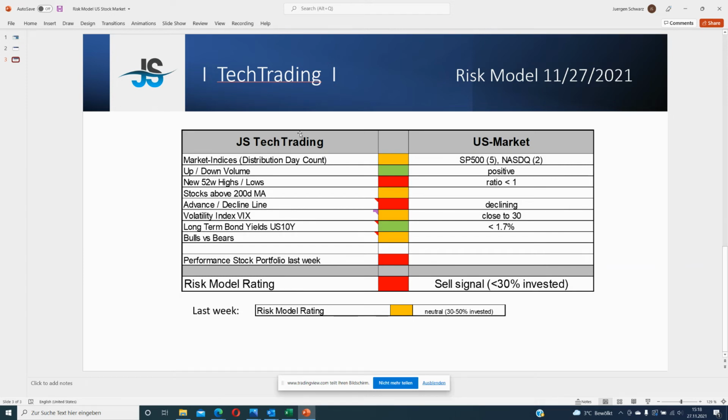So if we take a look at the overall risk model rating, we changed that from neutral last week. This changed from neutral to a sell signal, and our recommendation at the moment is to be either fully in cash or only take a very few pilot positions. So overall, our recommendation would be to be invested either fully in cash or certainly less than 30%. So we already downgraded our risk model last week. If you followed that, you would have been 30 to 50% invested. So hopefully your portfolio did not get too hard a hit on Friday. But after the Friday performance of the stock market, we changed that to a sell signal.